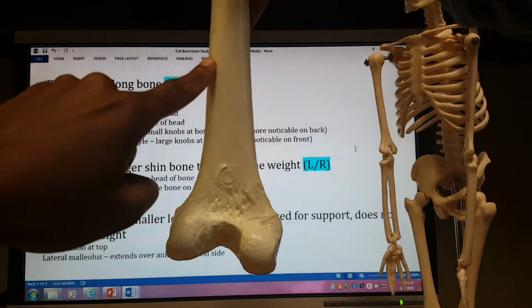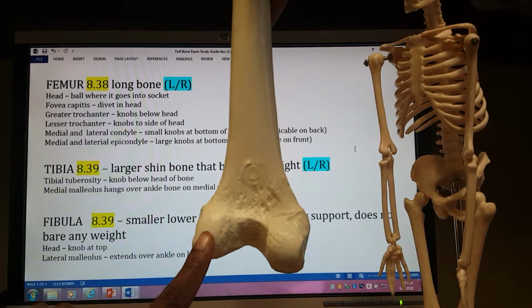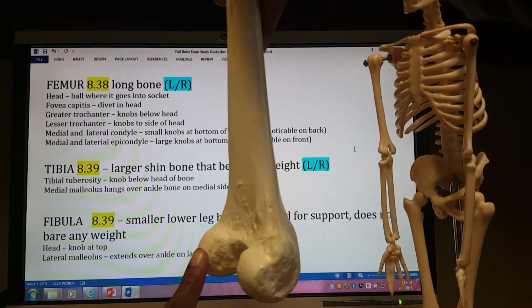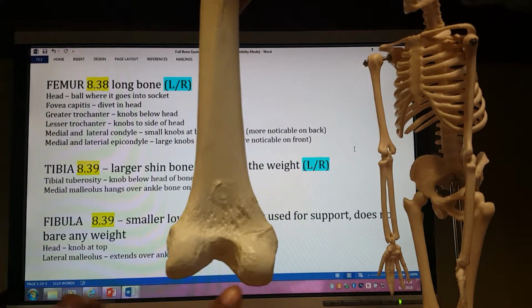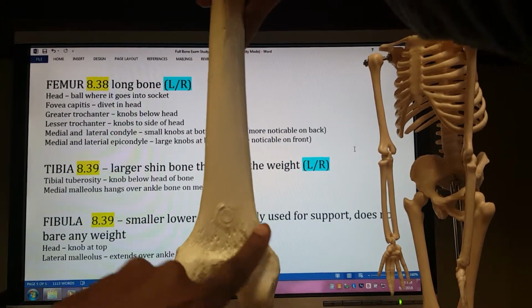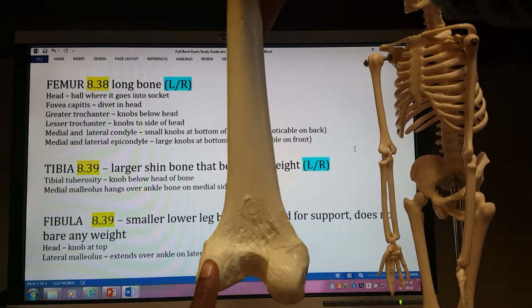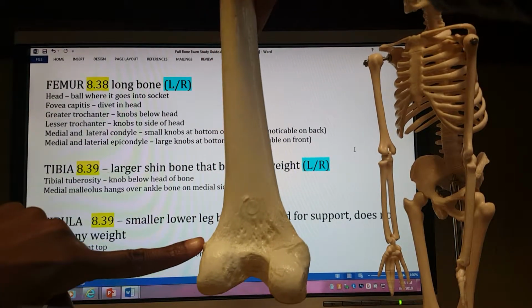So if this is on the left side, this is the medial condyle. This is your lateral condyle. The epicondyles are above them. So these little knobs off on the side. So medial side, so medial epicondyle, medial condyle, lateral epicondyle.